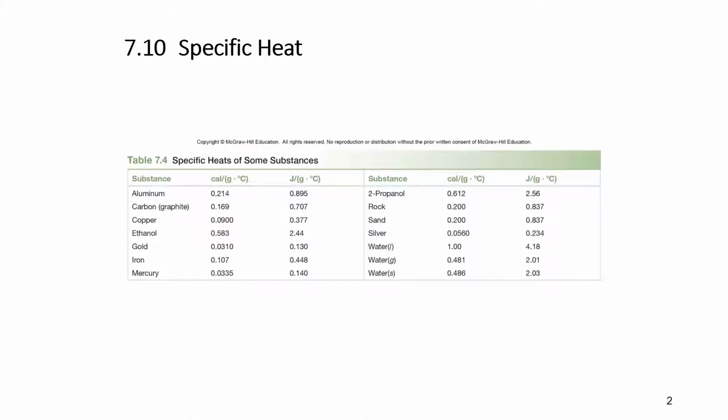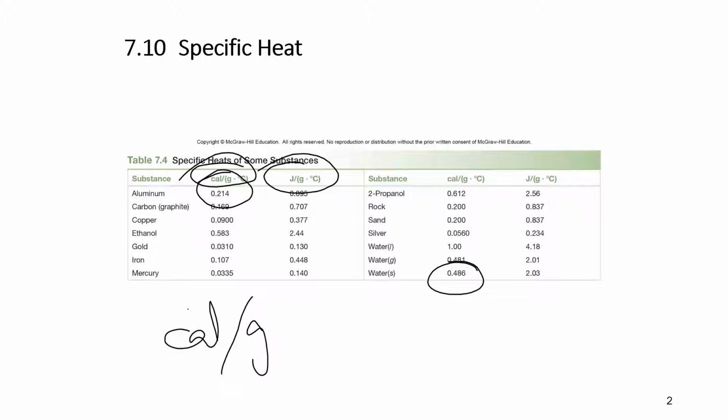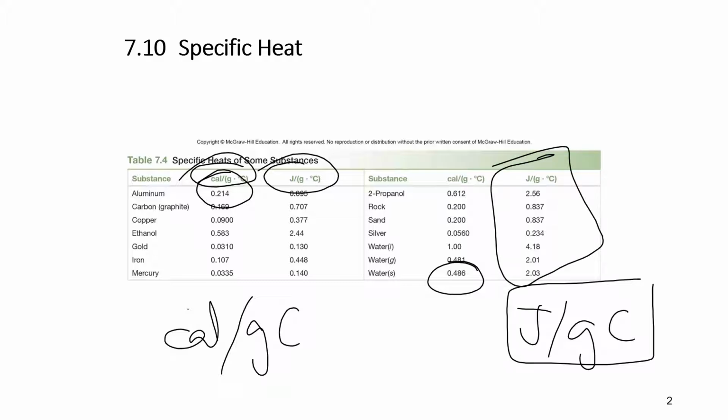Specific heats of some substances are shown here. You can very clearly see that aluminum, for example, which is a metal, has a low specific heat, whereas something like water has a higher specific heat. You'll also notice two different units for specific heat. One is calories per gram Celsius and the other is joules per gram Celsius. We will mostly stick to the joule per gram Celsius values.